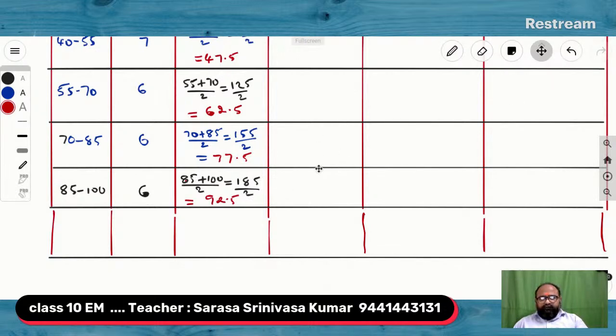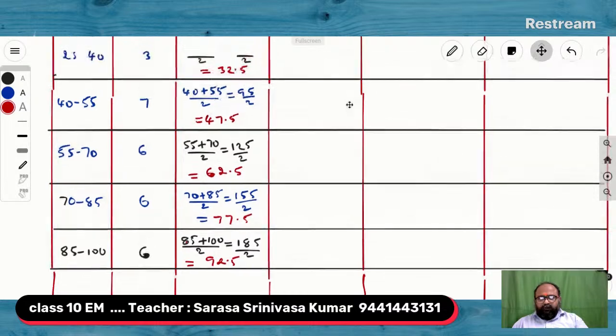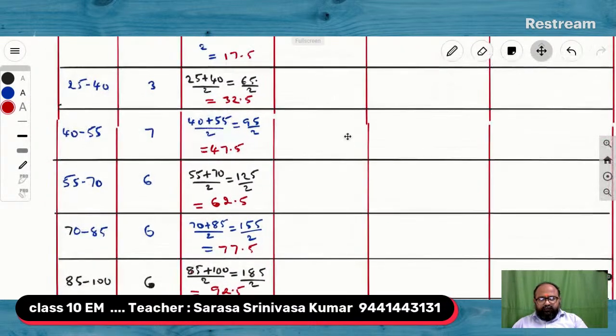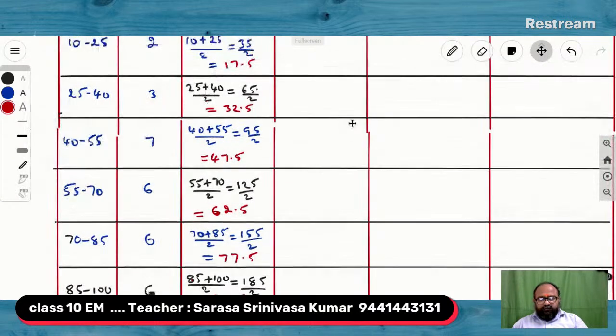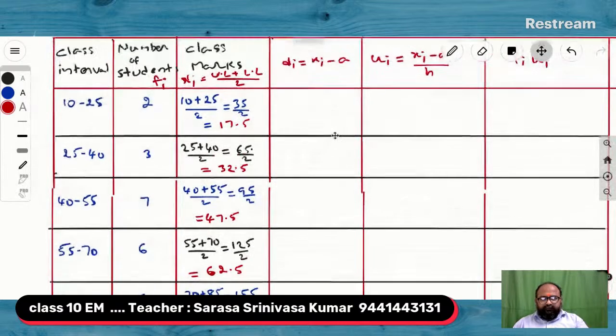So in this we have calculated the class marks. Now we have to take the assumed mean.